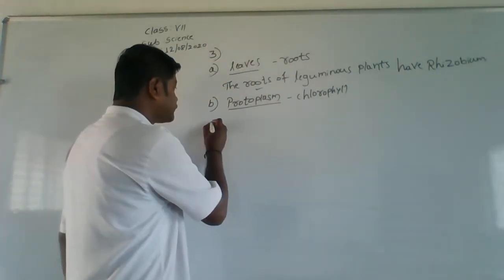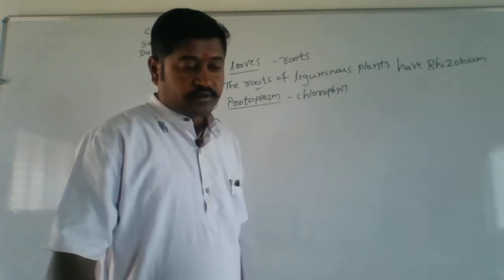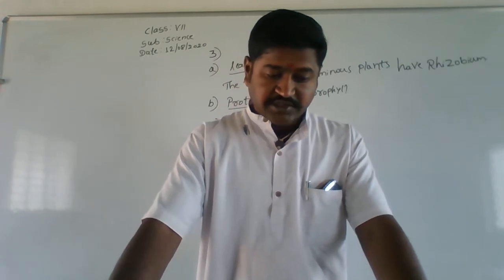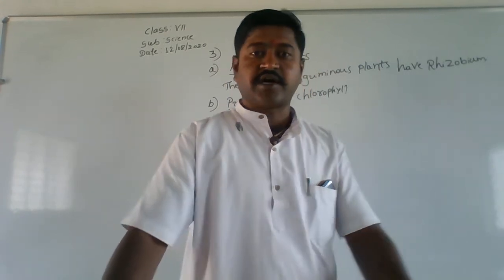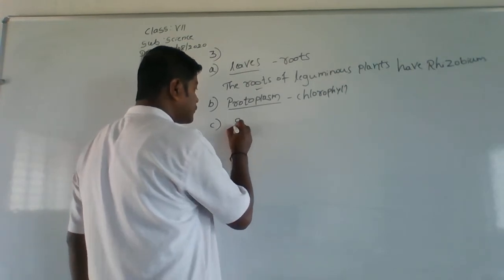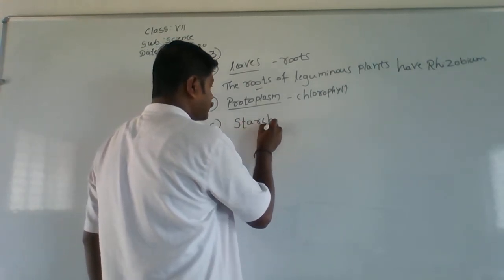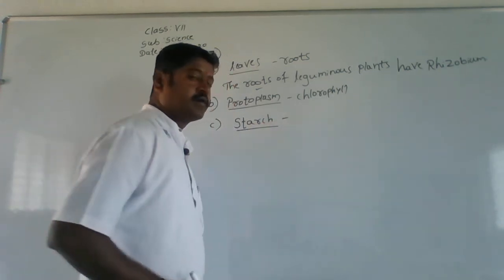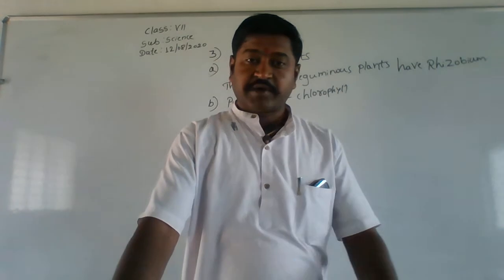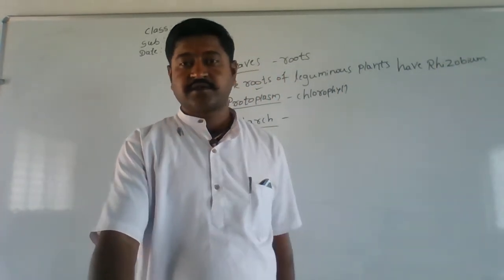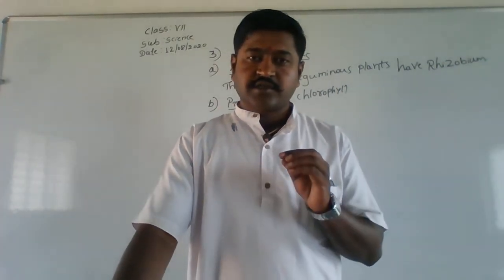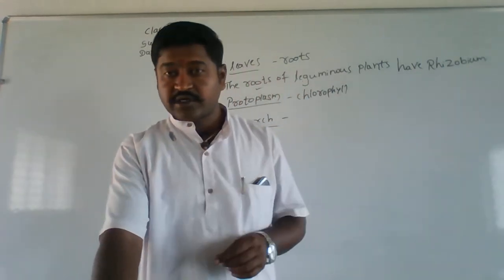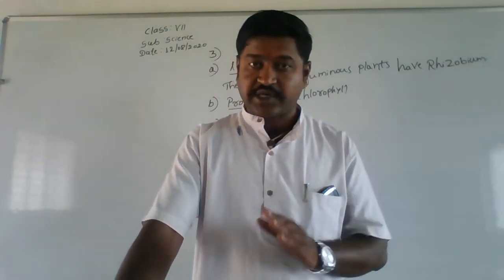Right? Next. See. Food is synthesized by plants in the form of starch. So which is the underlined word there? Starch. Food is synthesized by plants in the form of starch. Is this correct? No. Actually, the excess amount of food is stored in the form of starch.